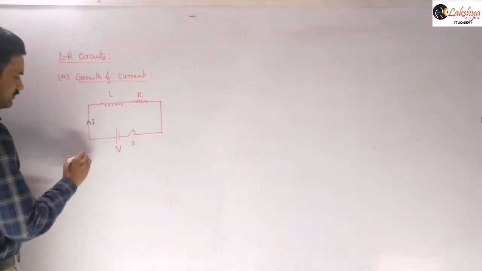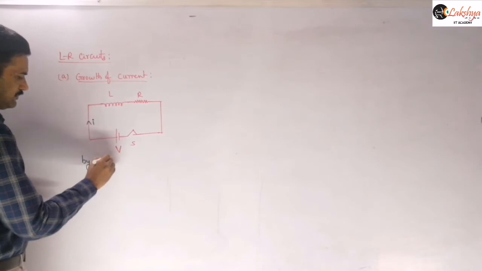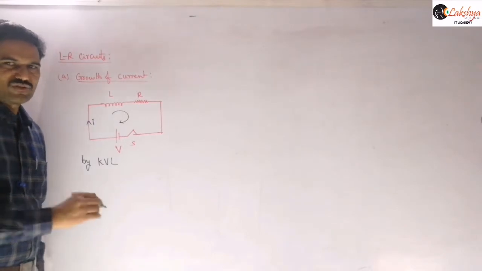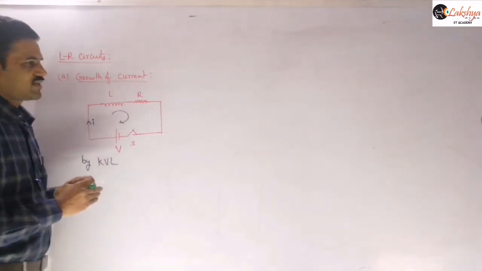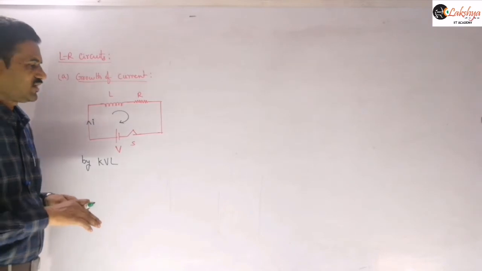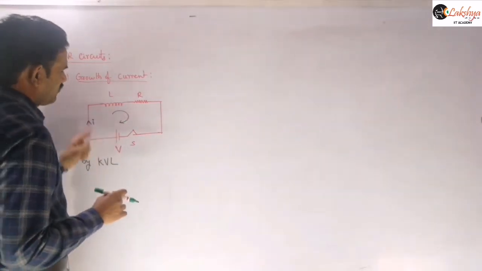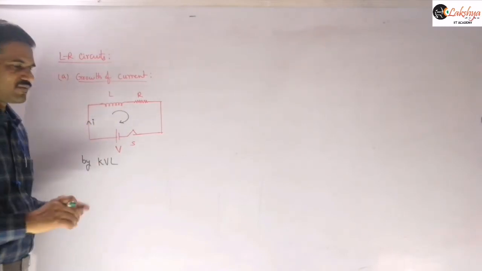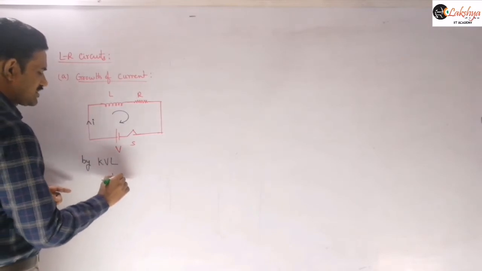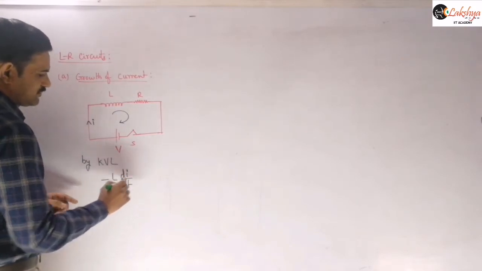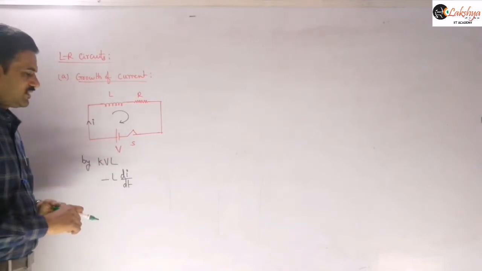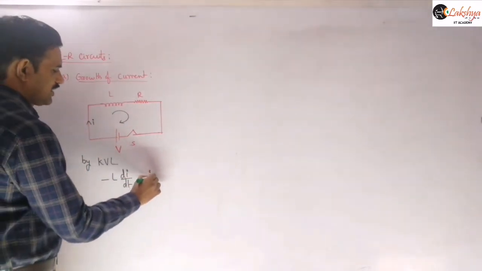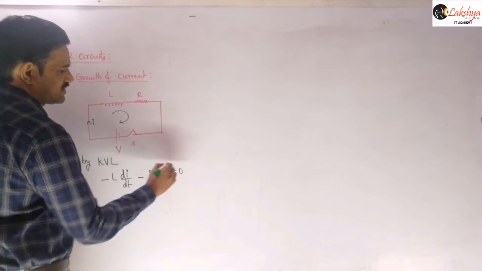So then by KVL, Kirchhoff voltage law, Kirchhoff second law. So now we need to apply the Kirchhoff second law. All these problems are based on that Kirchhoff second law only. So now we are applying the Kirchhoff second law for the inductor. For the inductor, how to apply the Kirchhoff second law, we discussed already. For the inductor, we just need to write minus L into di by dt. So that is our potential difference across the inductor. We are applying in the direction of this current only. And so then minus IR plus V is equal to 0.